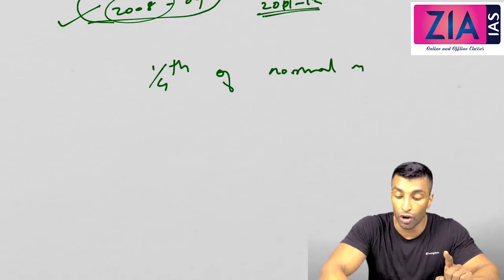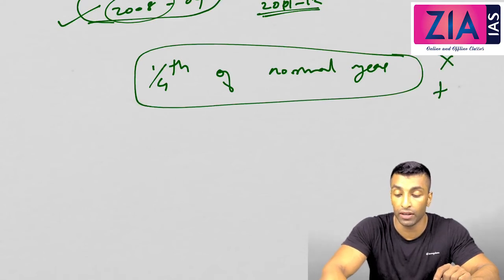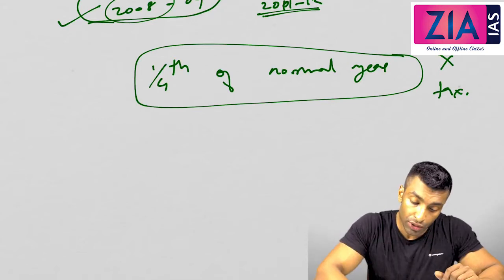Okay, similarly here also what I'm saying is, in case the production is less than 1 by 4th of a normal year, then you are exempted from the tax. You don't want to pay tax. So this is the rule, this is the law. Okay, so this is actually the law.